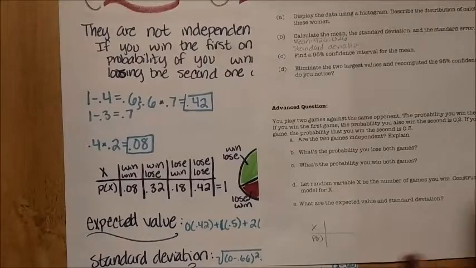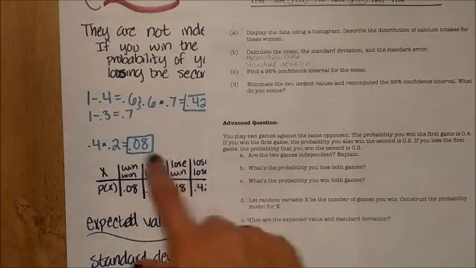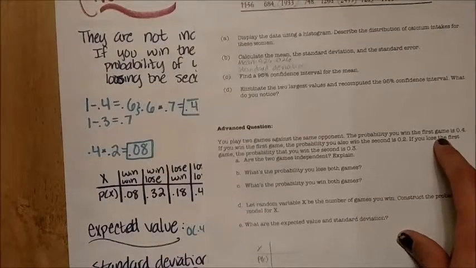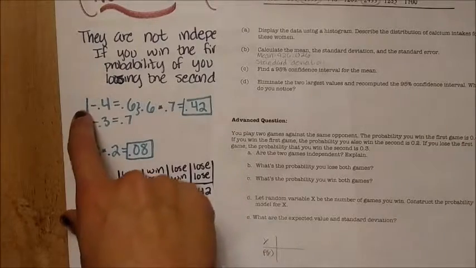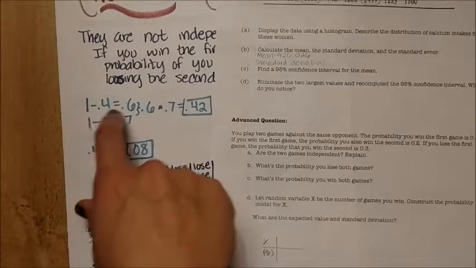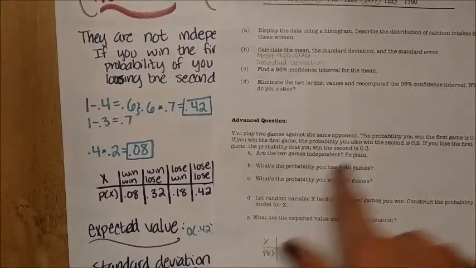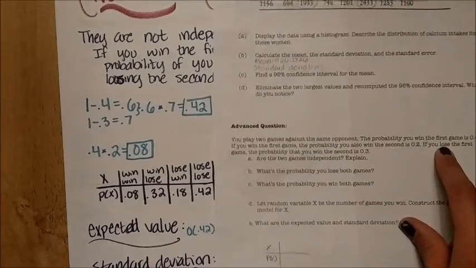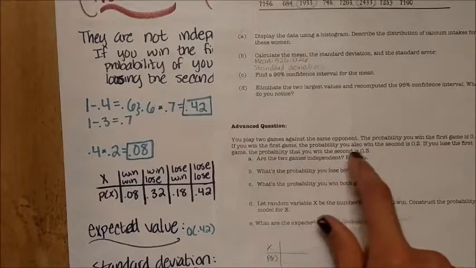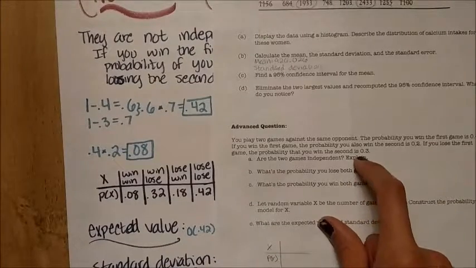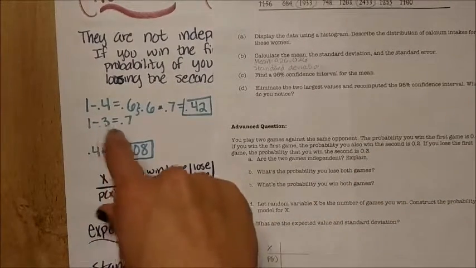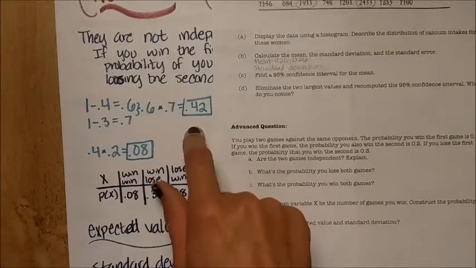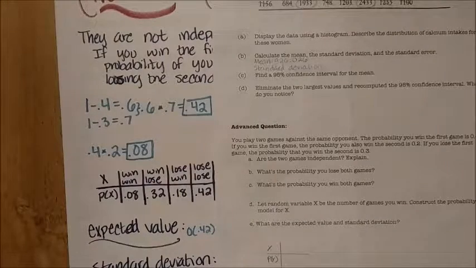And then this is kind of tricky because you have to do 1 minus 0.4, which is the probability that you would win the first game is 0.4, so you're trying to find what it would be if you lost, so that'd be 0.6. And then the same thing for this, it's 1 minus 0.3, because if we lose the first one, the probability that you would win the second is 0.3. So you do 1 minus 0.3, which is 0.7. Then you times those two together and you get 0.42, which is your probability that you would lose both games.